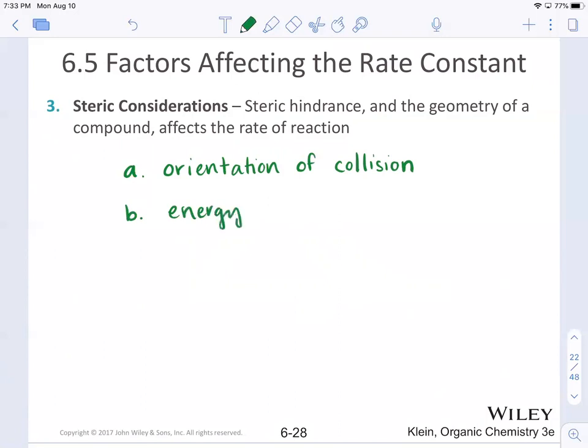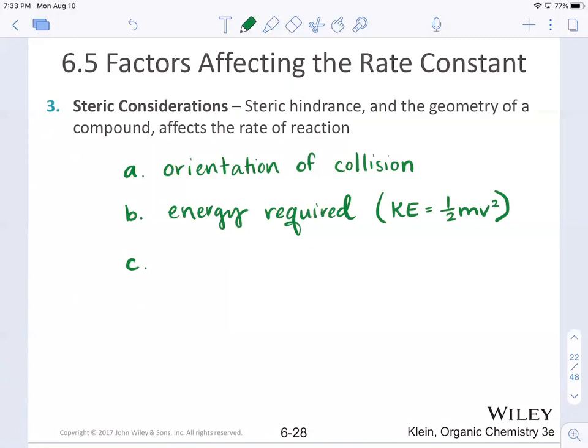Energy required. So we can think about the kinetic energy and that one half mass velocity squared. If you're not moving fast enough because you're a bigger molecule, then you're not going to have the right amount of energy. And so the steric consideration there is that bigger molecules move slower, and so they don't react as fast.